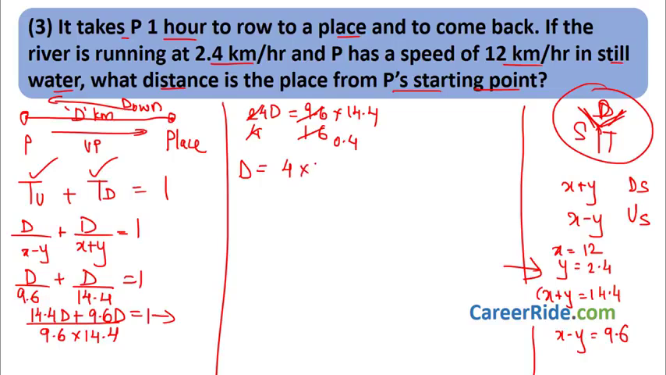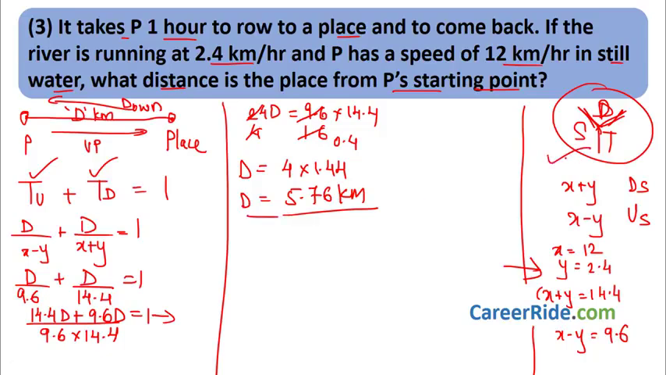4 into 1.4, 4. Correct? We shifted the decimal point over here. So what is the answer? D would be equal to 5.76 kilometers. So the distance between P's starting point and the place is 5.76 kilometers.